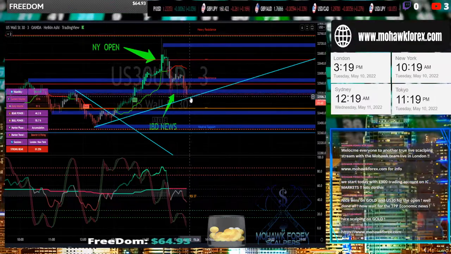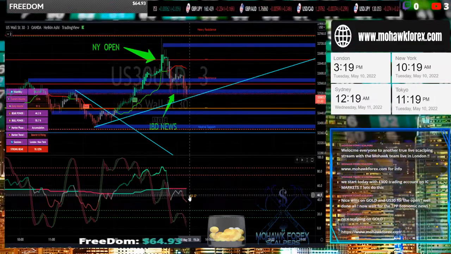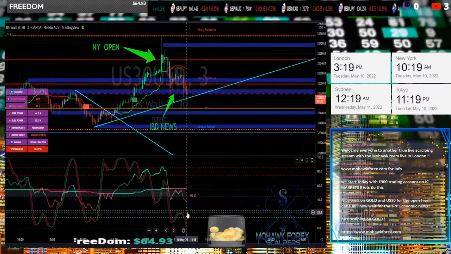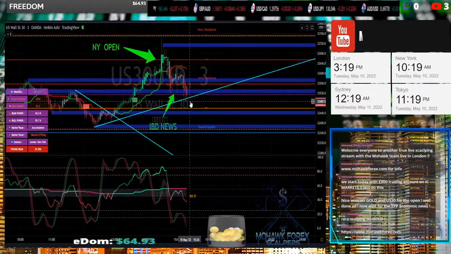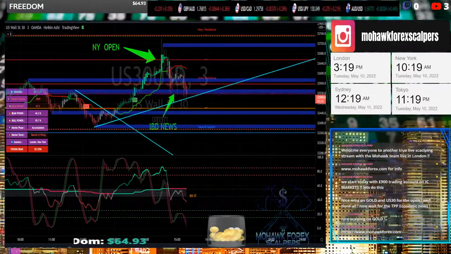It's waiting to break our trend line, dipping down lower if they come down. See if it breaks the trend line and bounces up.